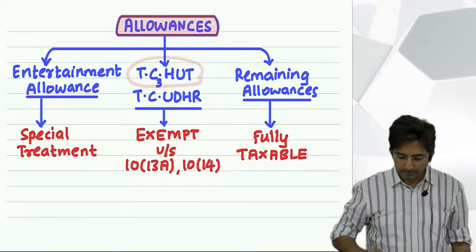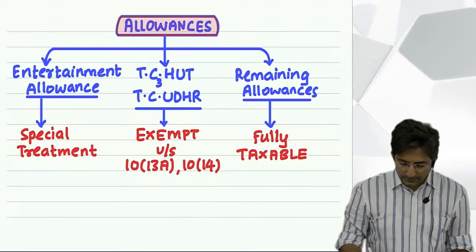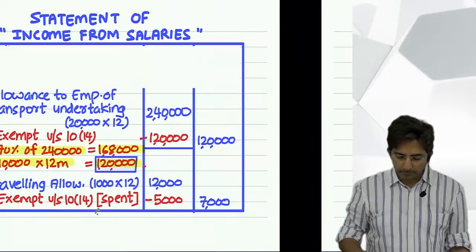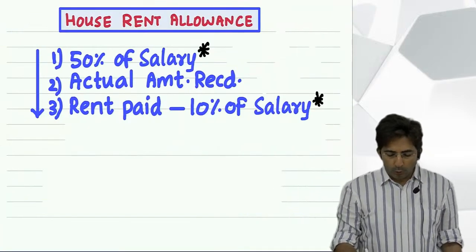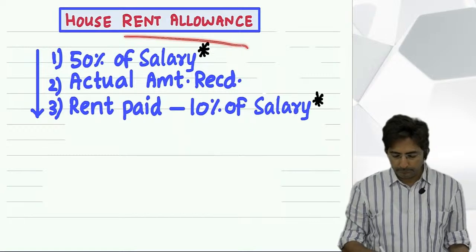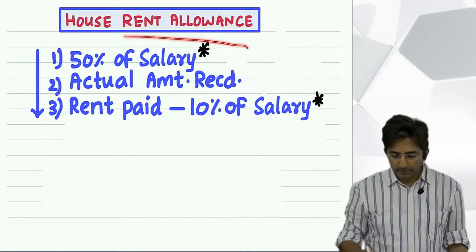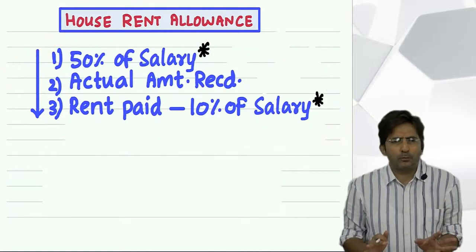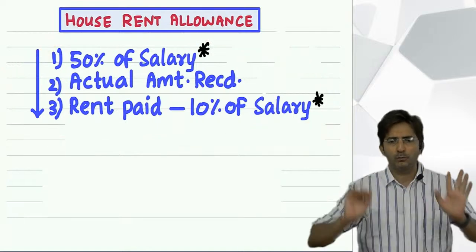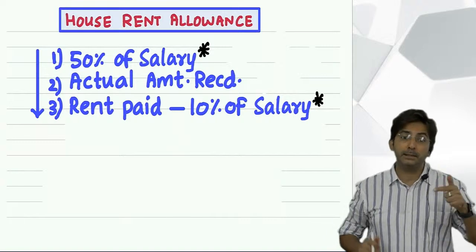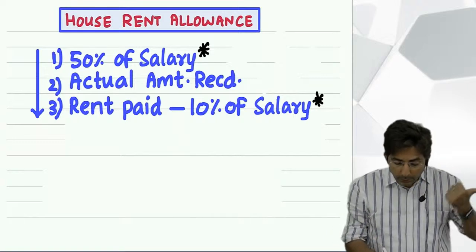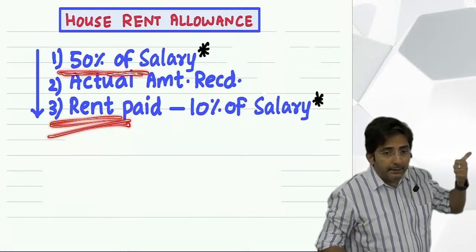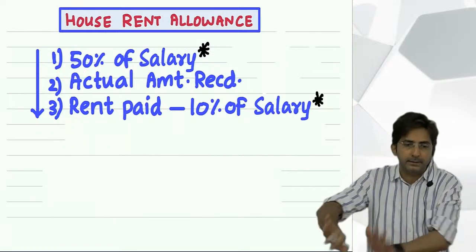Now see, what is remaining is H. H for house rent allowance. Now see here. For house rent allowance, there is a formula. First I will do one thing. I will mechanically use the formula and explain how to solve. Then I will explain the logic: what is the logic of this amount, what is the logic of this 50%? That logic part I will explain after some time.